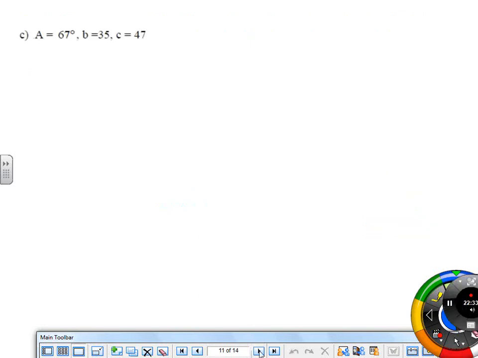I'm going to look at one more here. Okay, so notice here they gave us A and B and C. Okay, so I'm having a little bit of a hard time understanding that. So if I draw a picture of this, if angle A is 67, say I call this B and C, then side length B is 35 and side length C is 47. So I feel pretty certain one triangle could be built here because I can make this side length whatever I want to complete the triangle.